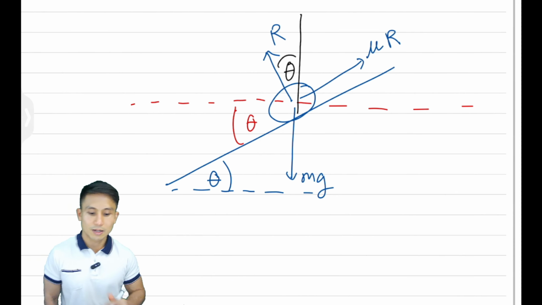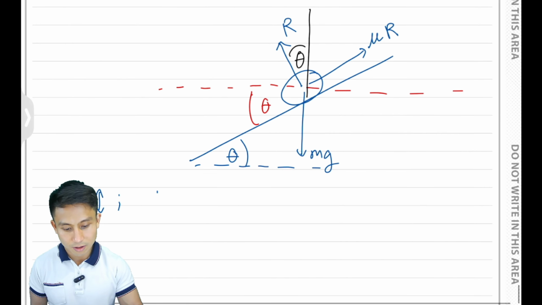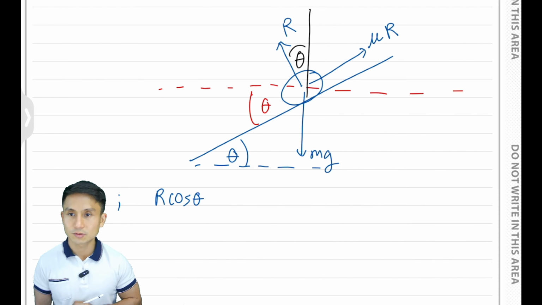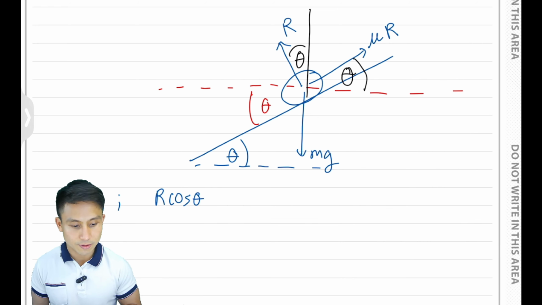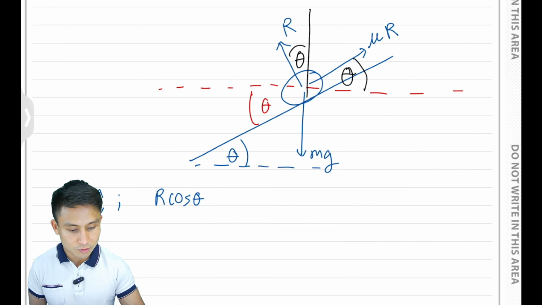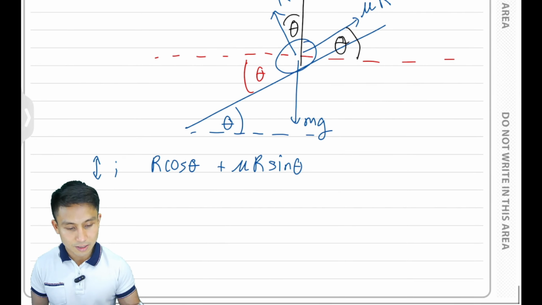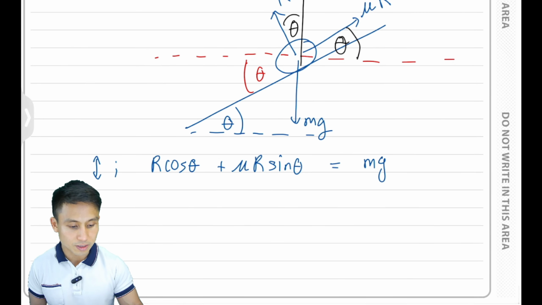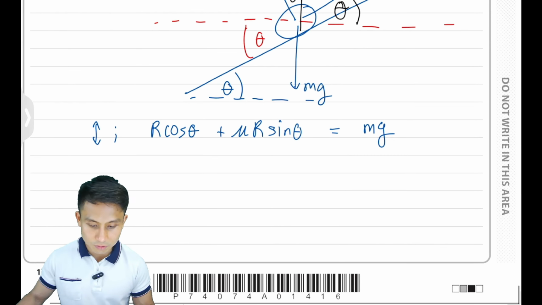That means on the vertical axis we have R cos theta, right? Hang on, this is also theta, right? We have another one here, theta as well. And mu R would be resolved up, so plus mu R sine theta, sorry, sine theta. That would be put equal to mg.